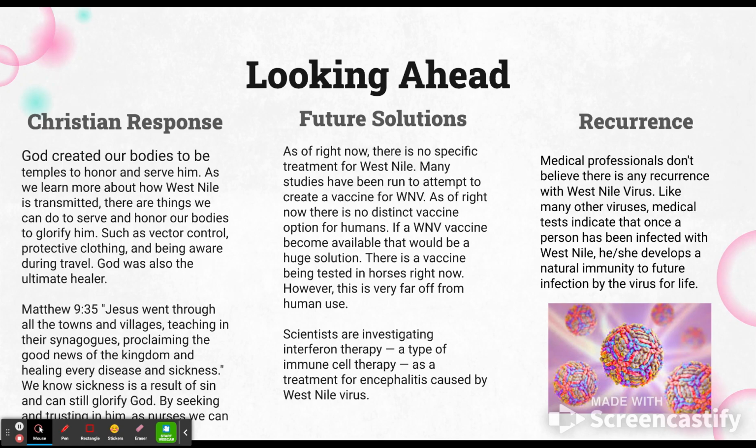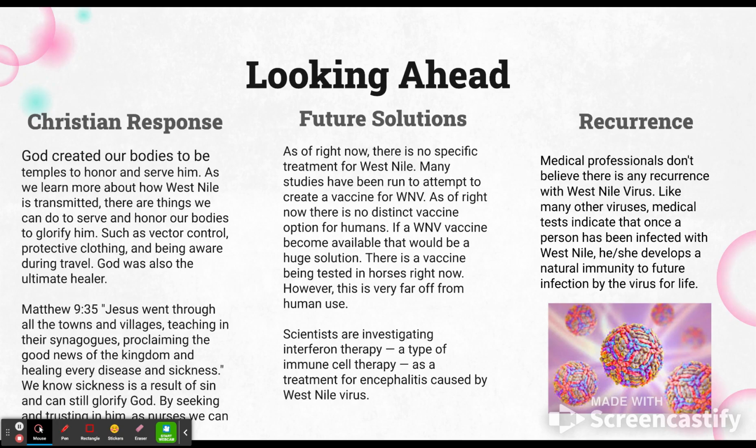So, future solutions. As of right now, there is no specific treatment for West Nile virus due to how it takes its toll on the body. Many studies have been run to attempt to create a vaccine for West Nile, but as of right now, there is no distinctive vaccine for humans. However, in the past couple of years, a West Nile vaccine has been tested on horses, which would be very huge, because if they develop something that worked on horses, that would be a step closer to developing a treatment plan for humans, but there is no vaccine currently available.